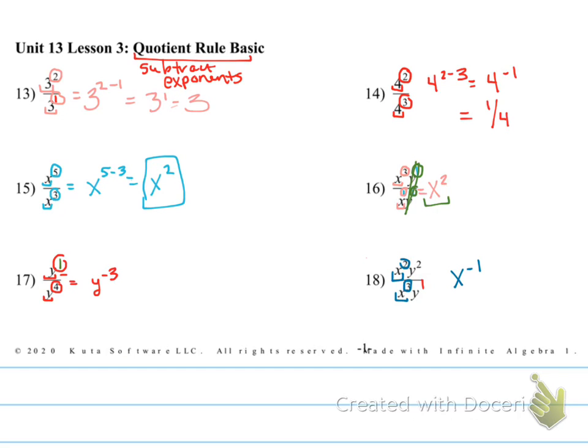And then we'll do that same thing for the y's. I've got y squared on top, y to the first on the bottom. So 2 minus 1 gives me y to the first power. You could put 1 or you could just put y. Either works. If you want to do x to the negative 1 y, that also works.